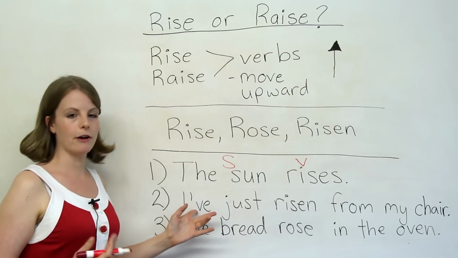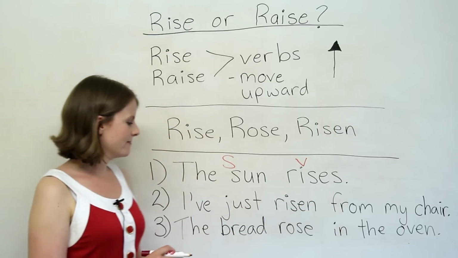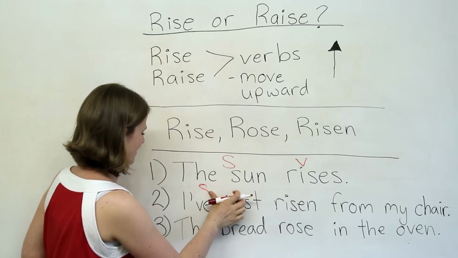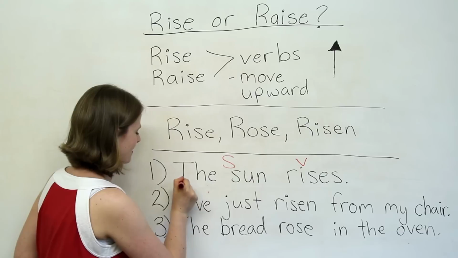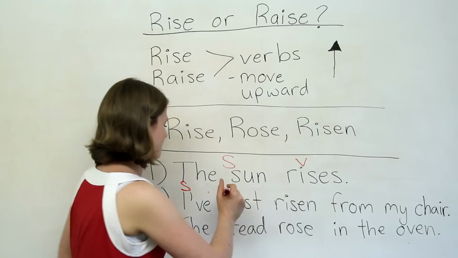Now in this case, I've used the present perfect. I've just risen from my chair. So again, we have the subject. The subject is I. We have the verb, have just risen.